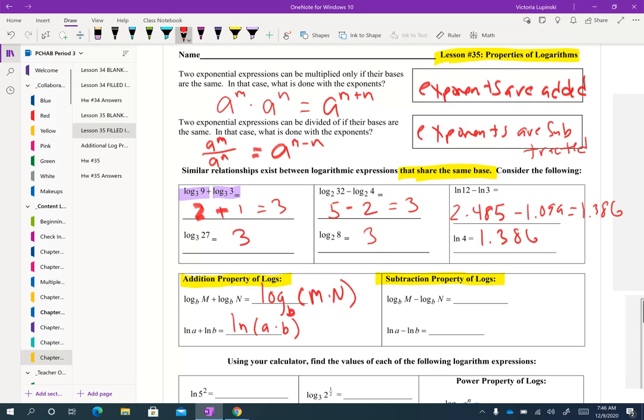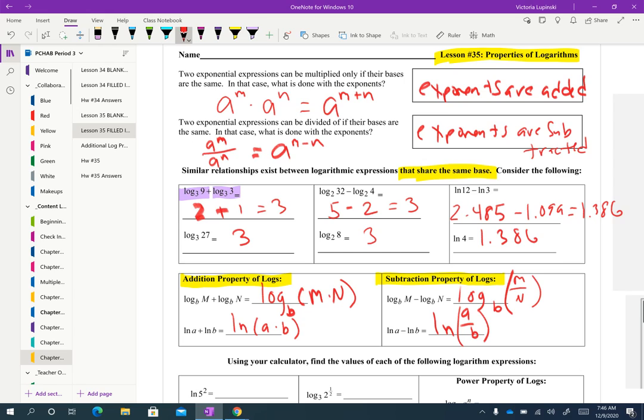A similar deduction can be made about the subtraction property. If you're trying to subtract logs of the same base, you can go ahead and turn that into division. So this would be equal to log base B of m divided by n, and this would also be equal to the ln of a divided by b. You probably have seen those before. Again, those are the addition property of logs and the subtraction property of logs, which we're going to use to expand and condense.